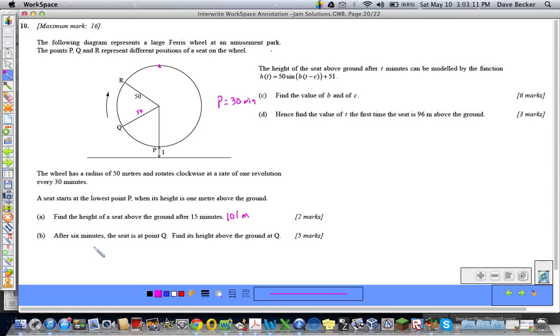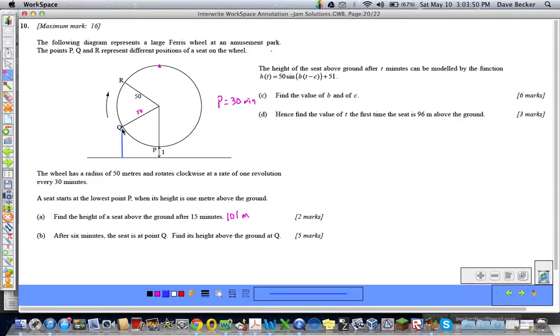After 6 minutes, the seat is at point Q. Find its height above the ground at Q. So I think you'll agree with me, we are looking for this height right here. Let's go blue. I want a line. Okay, we're looking for this height right here. All right, and so, a little tricky. I won't lie, a little tricky.